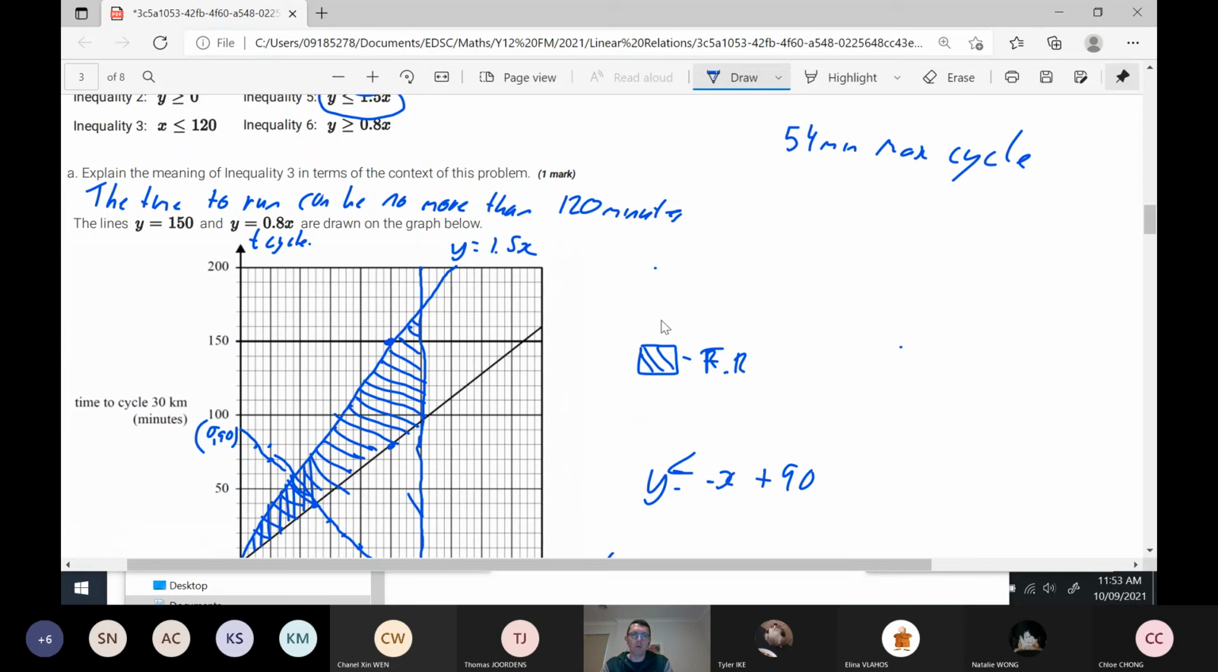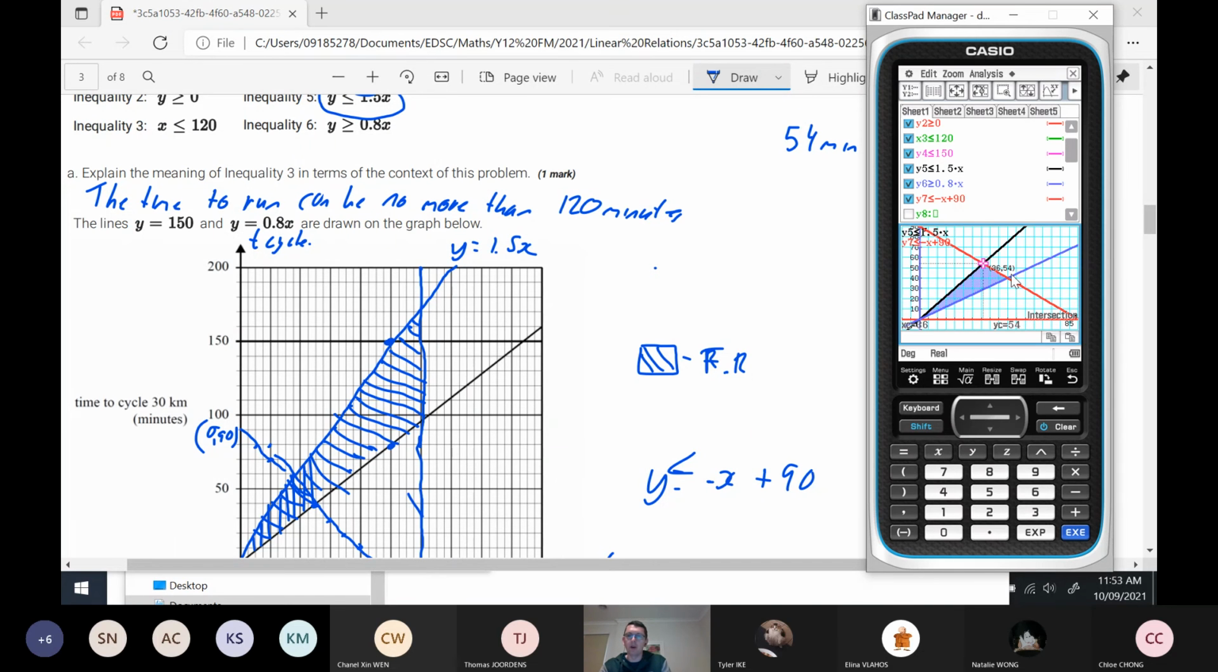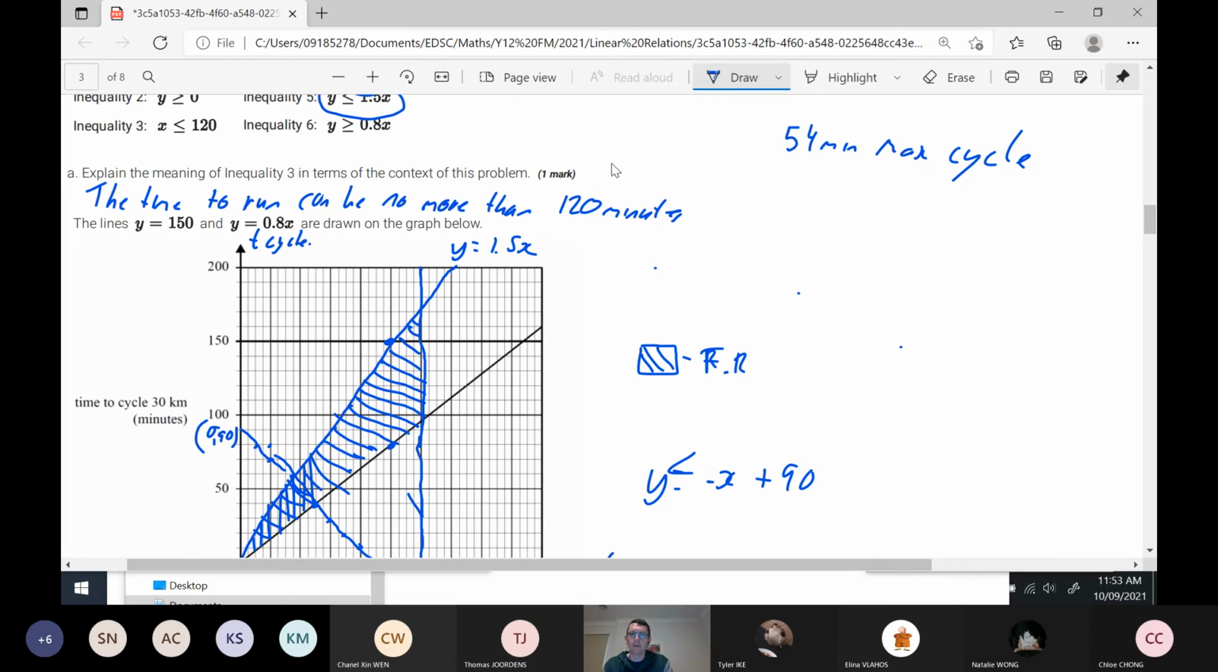And now the maximum running time would be over here, because that's your maximum running time. So I'm going to go analyze, G-solve. I need to do another intersection. Scroll through, that line and that line, and this is where the maximum running time would be 60 minutes.